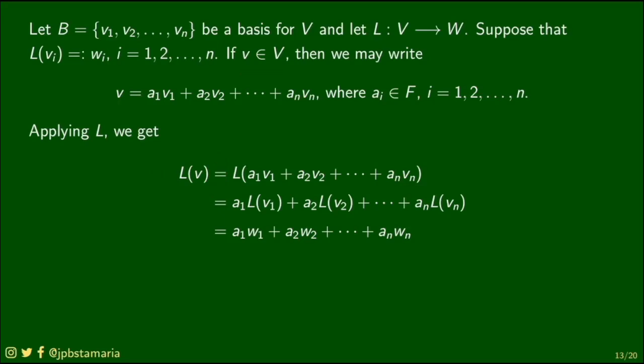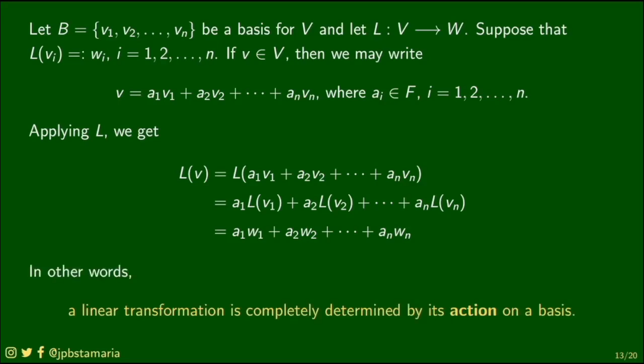So in general, once we know the images of the basis vectors under L, then according to this computation, we also know the images of any other vectors from the space. Because any other vector from the space is just a linear combination of these basis vectors, and that allows us to know its image using the properties of the linear transformation. In other words, a linear transformation is completely determined by its action on a particular basis.